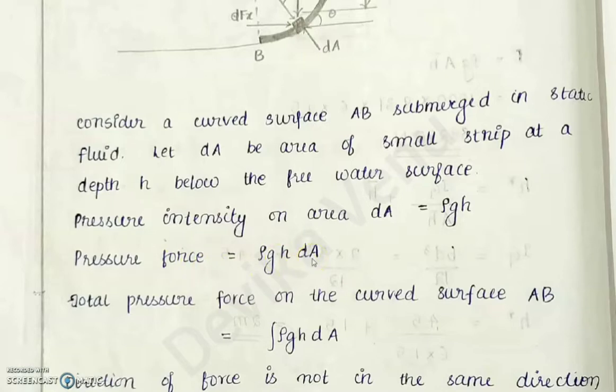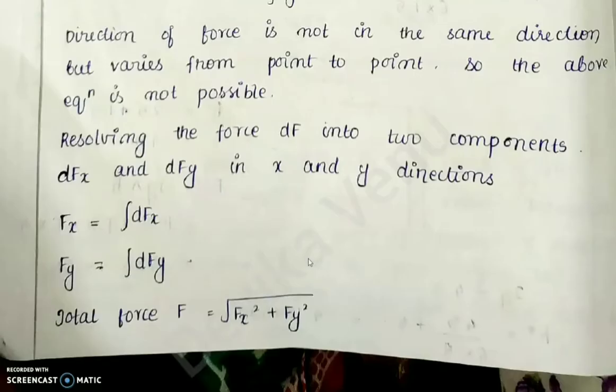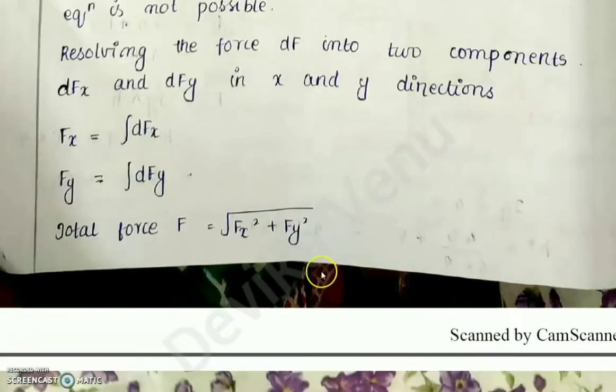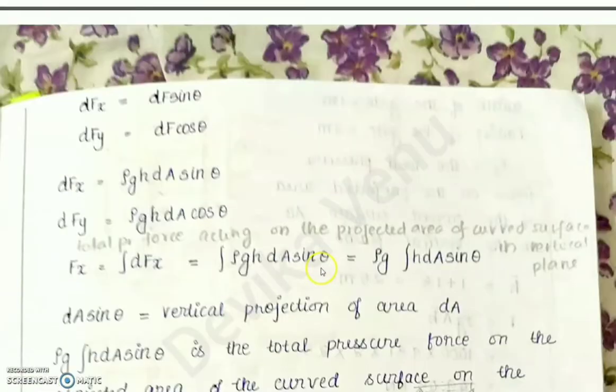Here you have to find both the components dFx and dFy to find the total pressure force F. That is the only difference from the plane surfaces we have already learned. First find Fx and then Fy. Once you find Fx and Fy, it is very easy to find the total force, that is root of Fx square plus Fy square. First we will see how to find Fx.